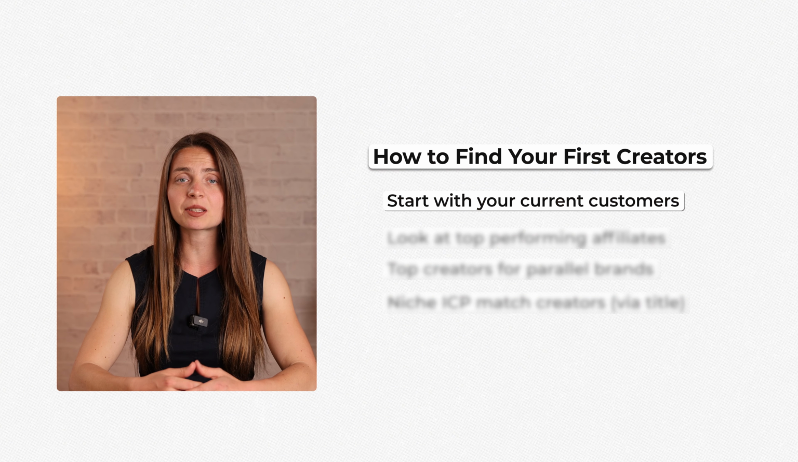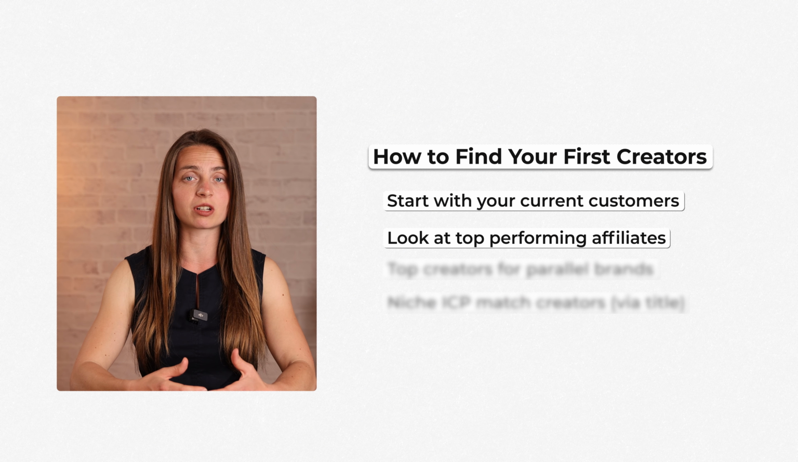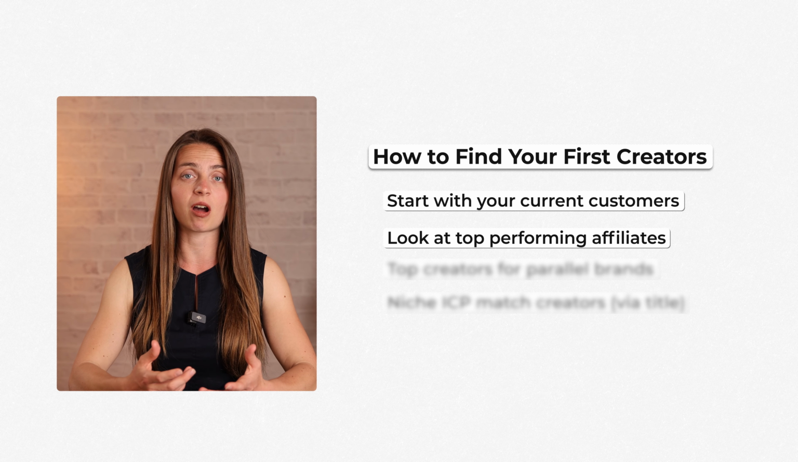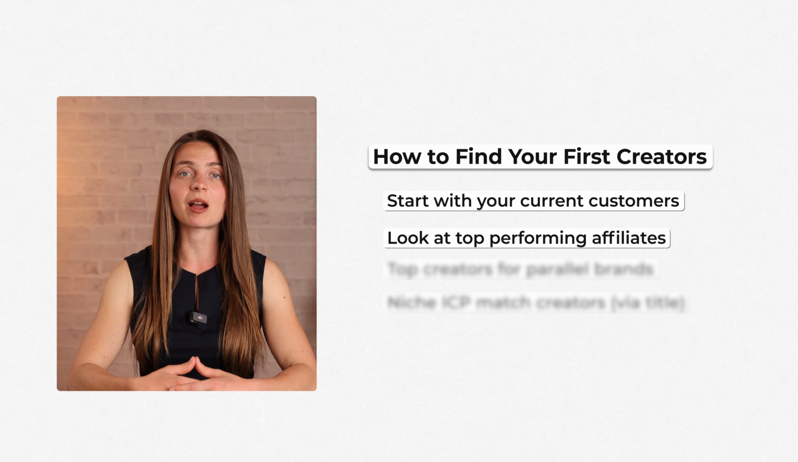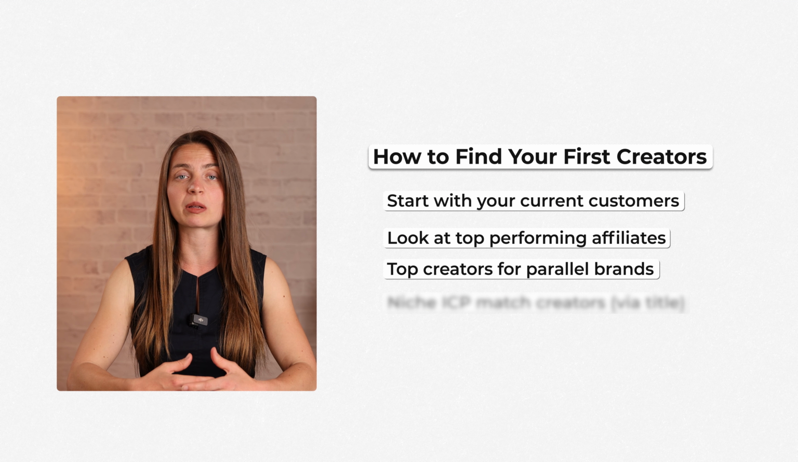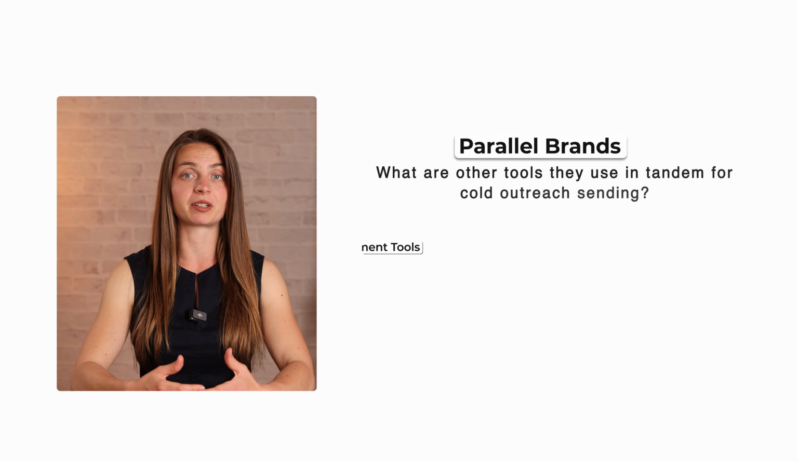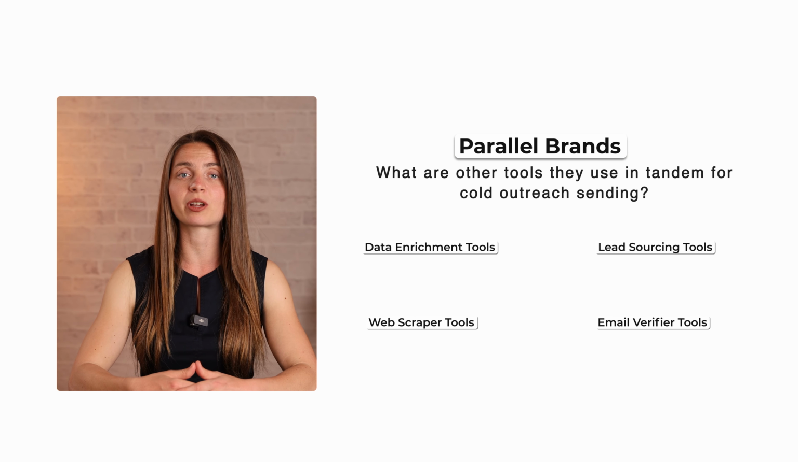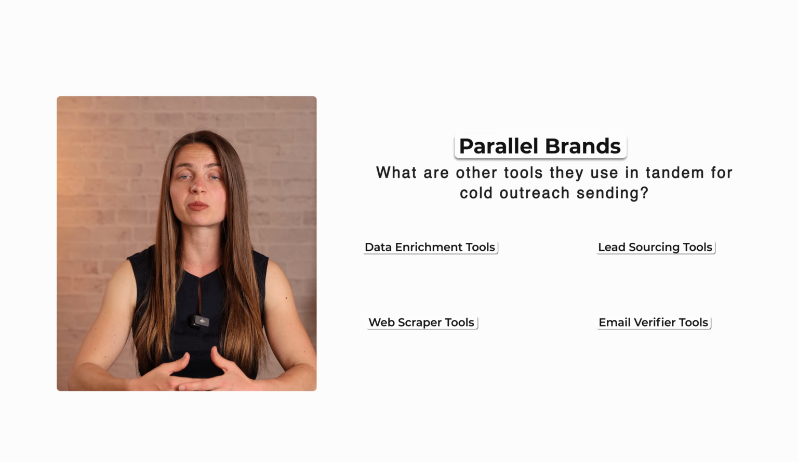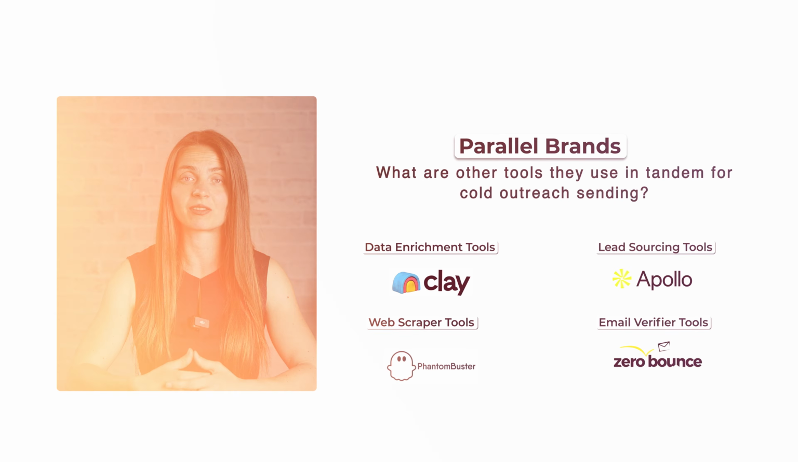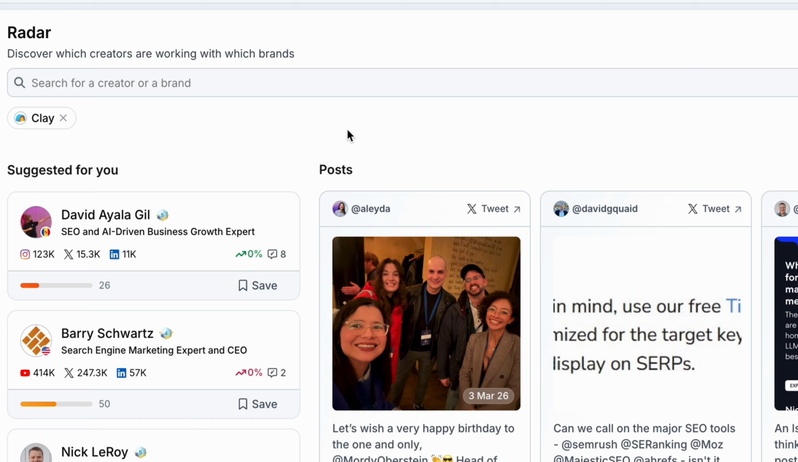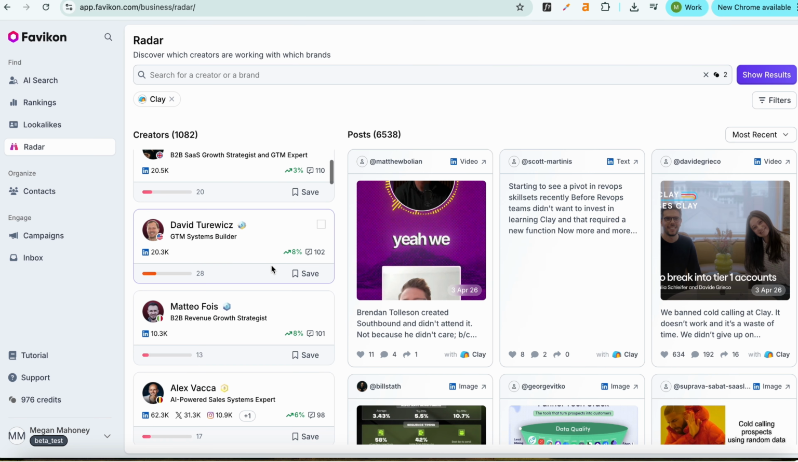In fact, if you already have an affiliate program, Alex mentioned that you can even just reach out to your top performing affiliates and then offer them an influencer deal. Another option is to look at creators who are already promoting parallel brands. So for example, as a cold outreach personalization tool, we might look at creators who are promoting data enrichment tools like maybe Clay. And you can actually use Favikon's brand radar feature to look up all the creators who are talking about Clay.